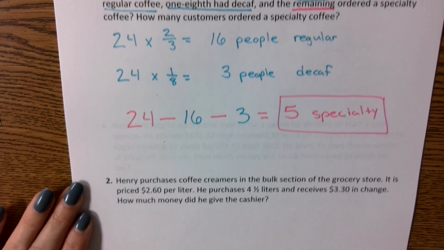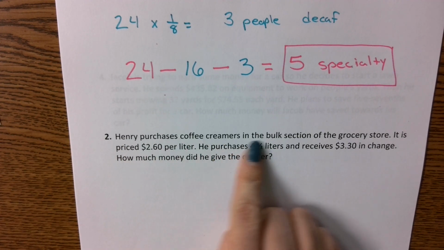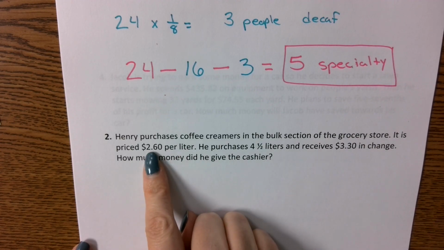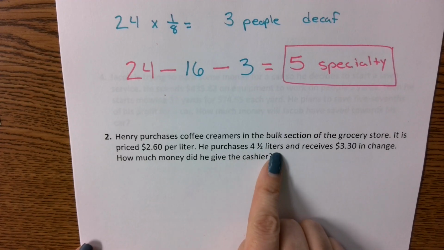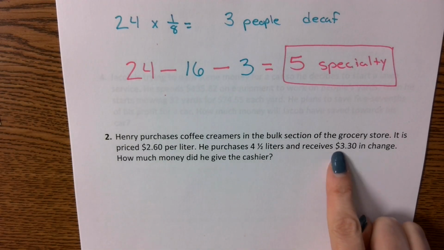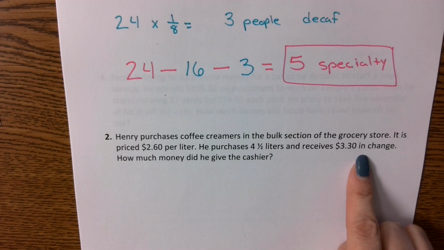Okay, let's take a look at problem number 2. So now, Henry purchases coffee creamers in the bulk section at the grocery store. Its price is $2.60 per liter, and he's going to purchase 4.5 liters. Okay, so when you purchase items and you go up to the cash register, you give them money, right? Sometimes we give them cash. And what happened? Why did he receive money back? What does that tell us when it says he's going to receive some change back? What does that tell us?